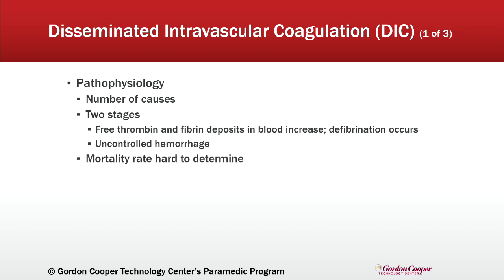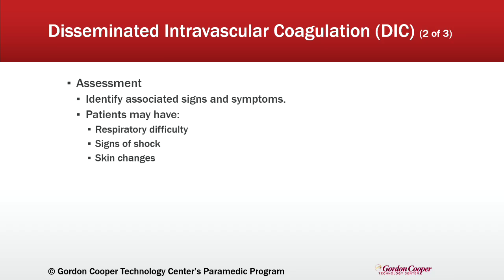The mortality rate with these patients is really hard to determine because patients often have additional conditions going on along with this. However, death is typically related to uncontrolled bleeding, hypotension, and shock. So these are the ones we want to watch out for, those weird signs and symptoms of shock when other things don't add up.